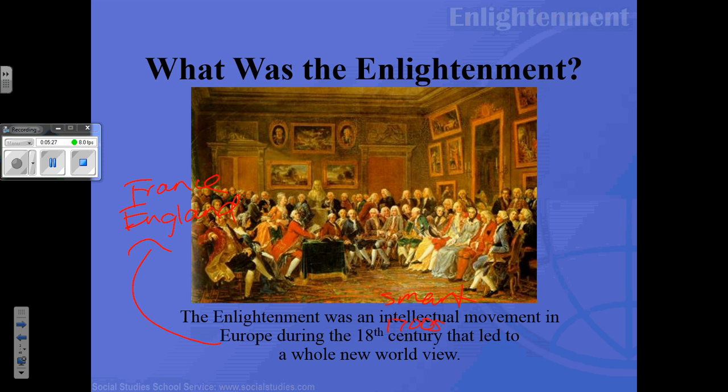If you look at this painting, this is a picture of a salon. And if you'll notice, they're not getting their hair done or their nails, right, ladies? A salon is a little different today than it was back then. Back then, a salon was, in my words, a thinking party.